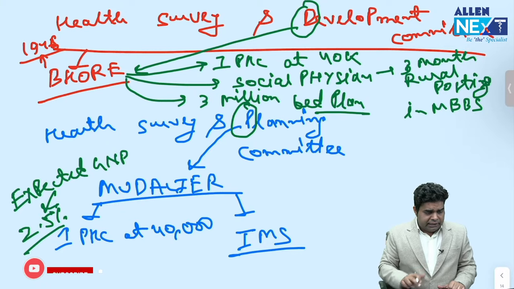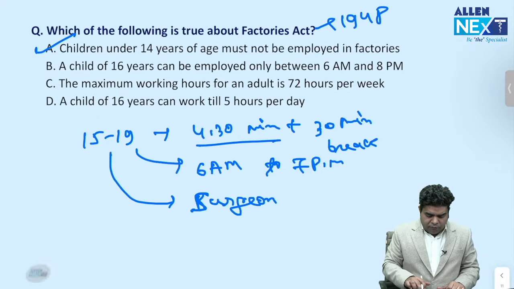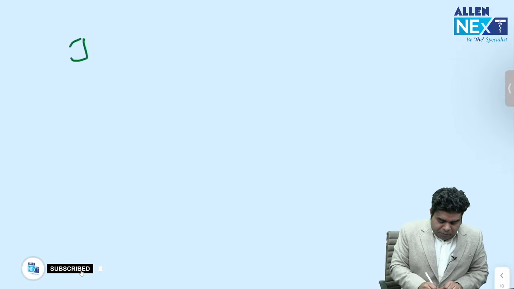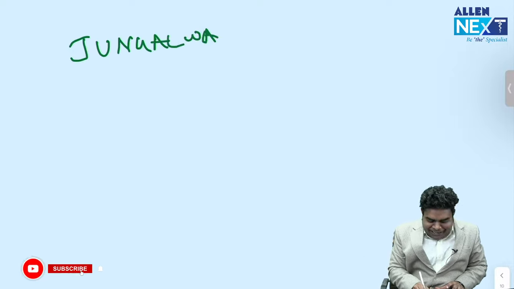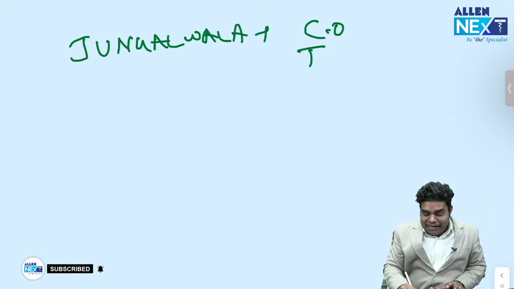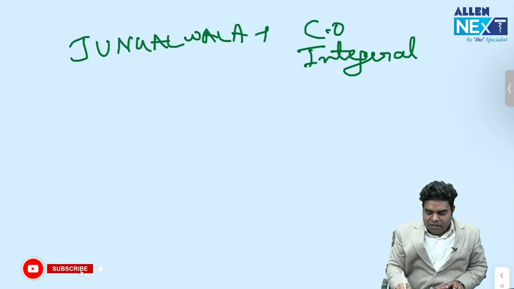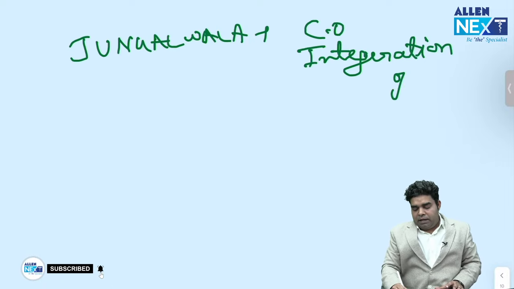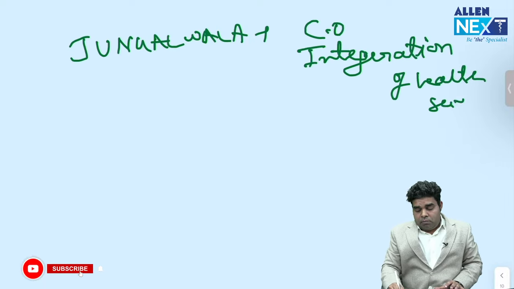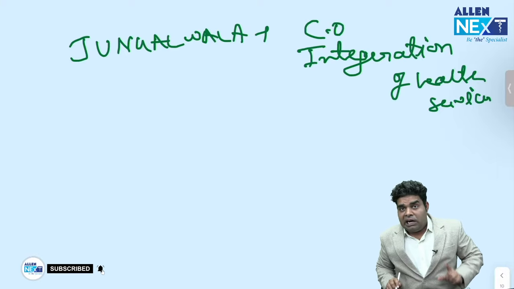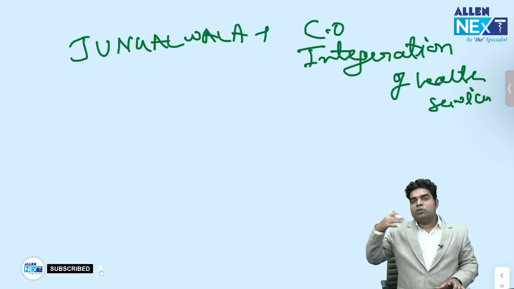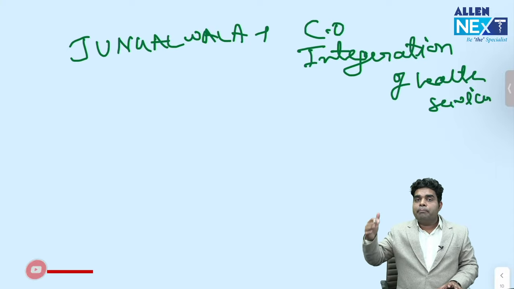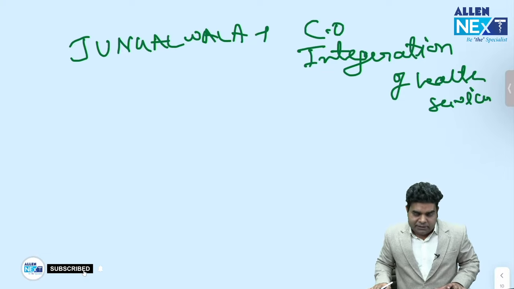These two they frequently ask, and then Chadha and Kartar Singh are the two they ask. But we should also have knowledge of two more committees. One is Jungalwala committee. Jungalwala committee is the committee on integration of health services. His integration, he said that there should be no private practice by government doctors, and there should be equal pay for equal work. And if doctors are posted in rural areas, they should get better and bigger salary than urban area doctors.